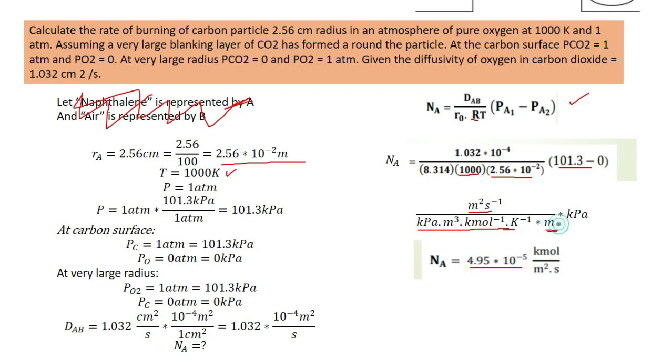I forgot to write here Kelvin. Kelvin is the unit of temperature. This Kelvin will cancel with this Kelvin, and this meter square will cancel this meter, and you will be left with m raised to power 1, which will become meter square. So that's why here meter square per second, here per second, and this kPa will cancel with this kPa, and you will be left with only kilomole per meter square into second.